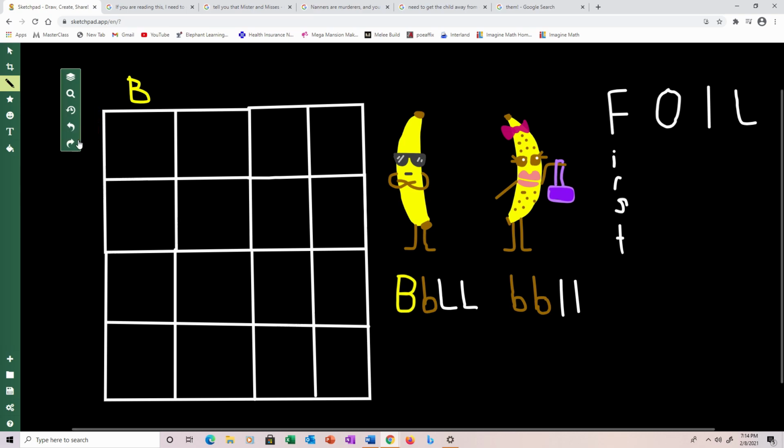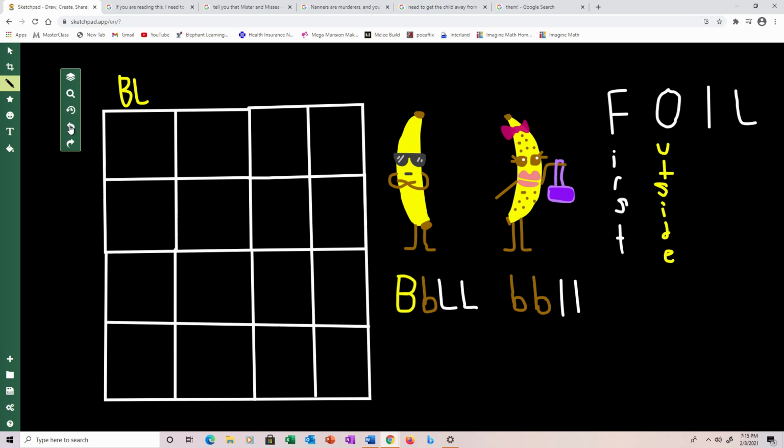And then the O in FOIL stands for outside. We're going to take the outside letters in the entire word thing. We're going to take the capital B and the capital L. So that first letter is the B and the last letter is the S, just outside.